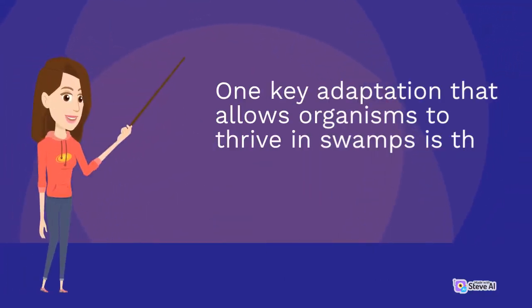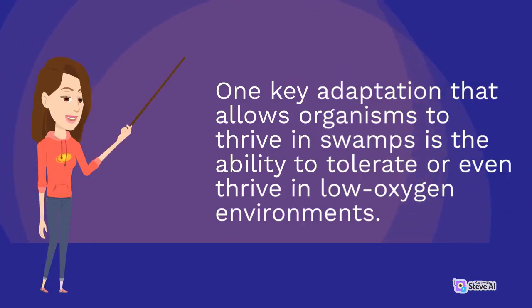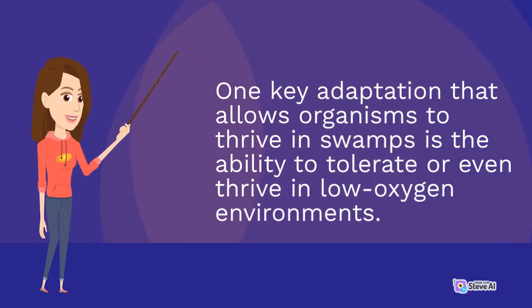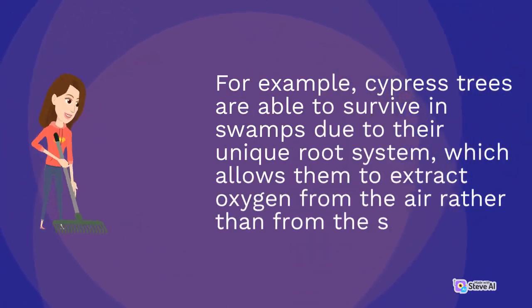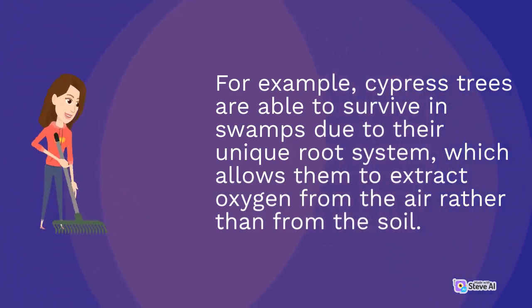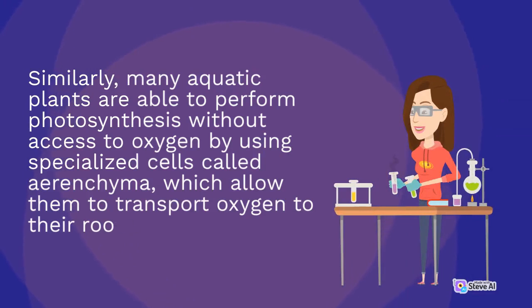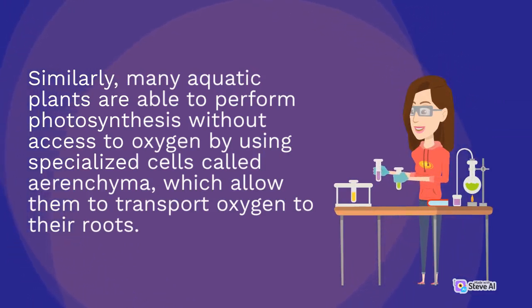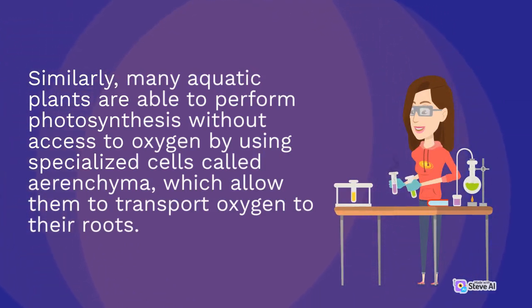One key adaptation that allows organisms to thrive in swamps is the ability to tolerate or even thrive in low oxygen environments. For example, cypress trees are able to survive in swamps due to their unique root system, which allows them to extract oxygen from the air rather than from the soil. Similarly, many aquatic plants are able to perform photosynthesis without access to oxygen by using specialized cells called parenchyma, which allow them to transport oxygen to their roots.